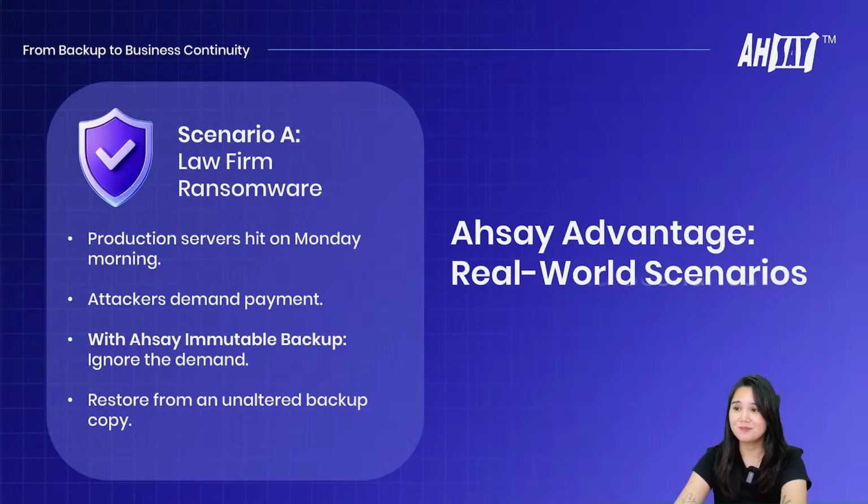Now, all of this sounds great in theory, but the real test is what happens during an actual crisis. So let's bring this into real-world scenarios. First, we have scenario A. Imagine a law firm walking in on a Monday morning, only to find their systems locked by ransomware with a demand waiting. But with immutable backup, that pressure disappears. There's no negotiation, no payout, just a clean, uncompromised restore, and business continues.